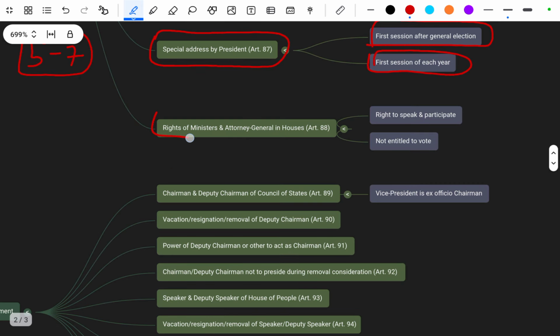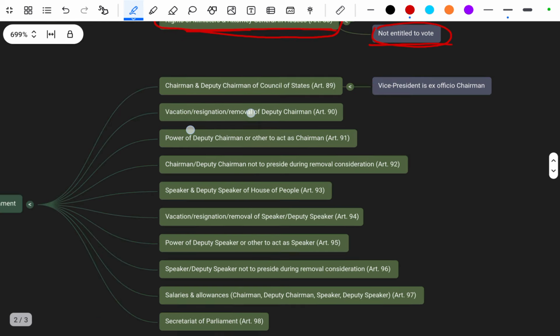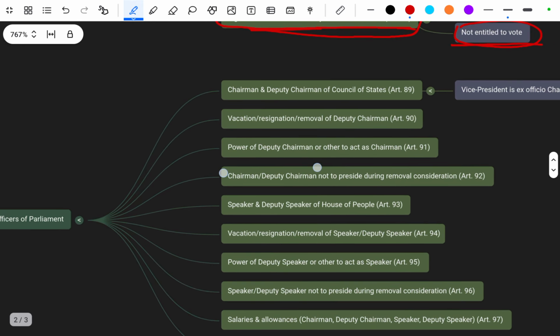Next is the right of ministers and the Attorney General in the house, that is Article 88, that is the right to speak and participate, and not entitled to vote. That is the right of ministers and the Attorney General in the house, right. That is mentioned under Article 88. It is the right to speak and participate, not entitled to vote. Okay. Next we will discuss the officers of the parliament.